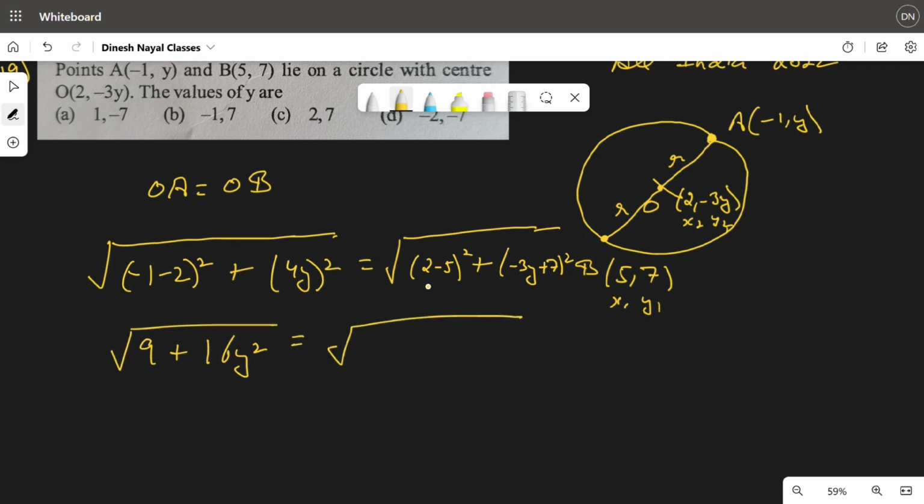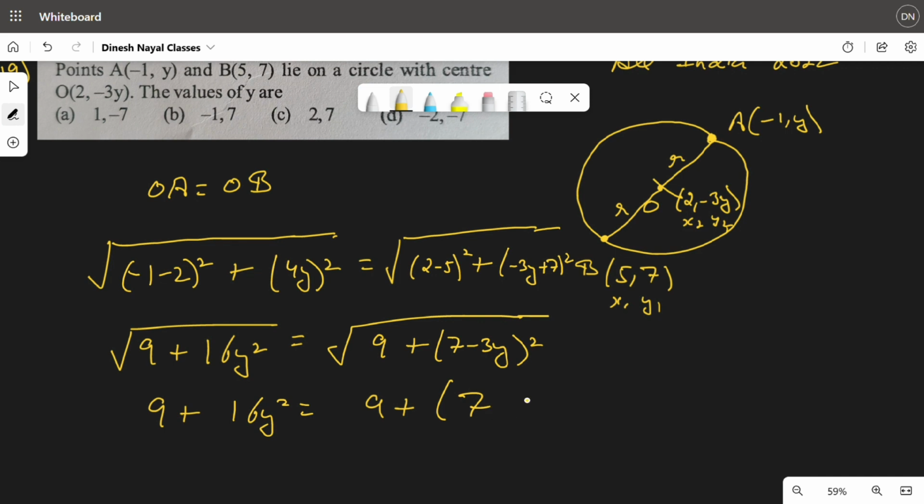This equals to under root. Now solving this, 2 minus 5 is minus 3. Then minus 3 whole square will become 9 plus, you can write this as 7 minus 3y. That is the same thing. Minus 3y plus 7 or 7 minus 3y whole square. Now, squaring both sides, so under root of both sides will be gone. So 9 plus 16y square equals 9 plus this is 7.